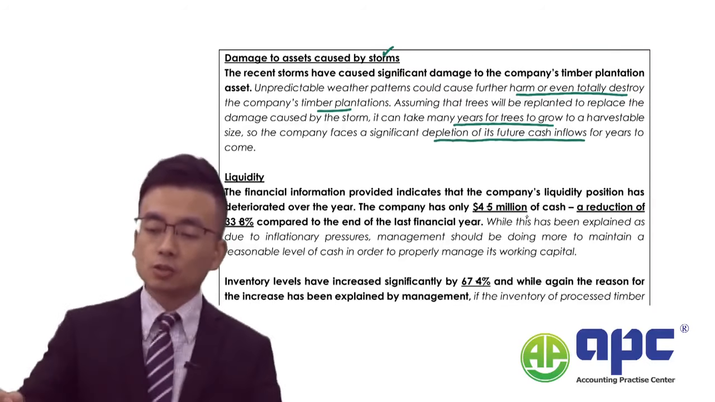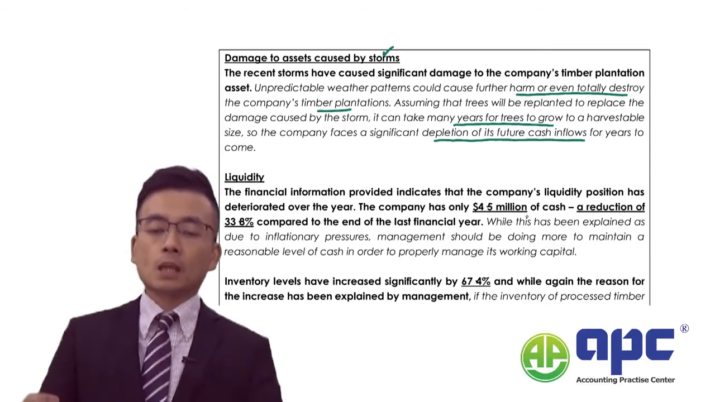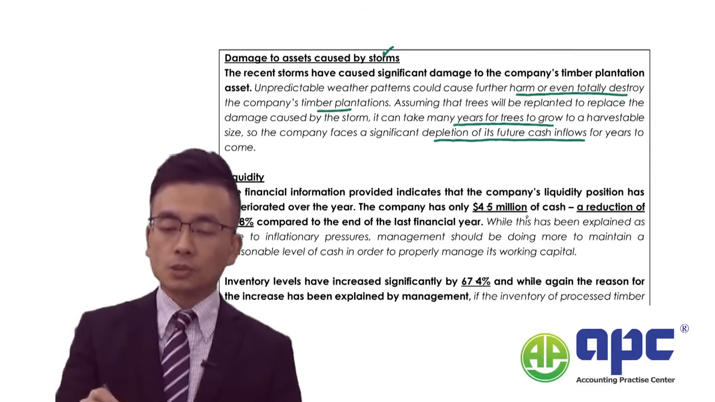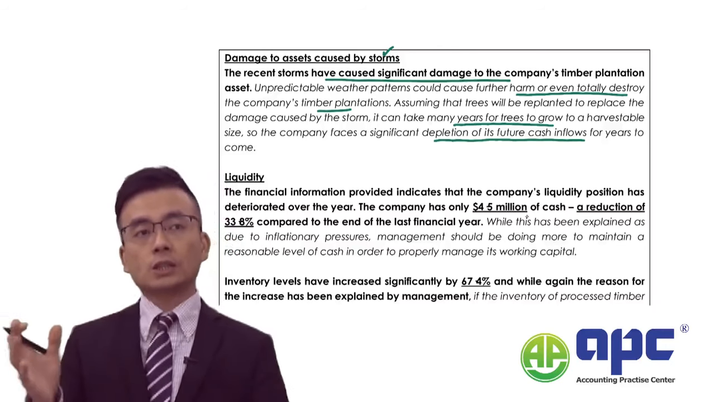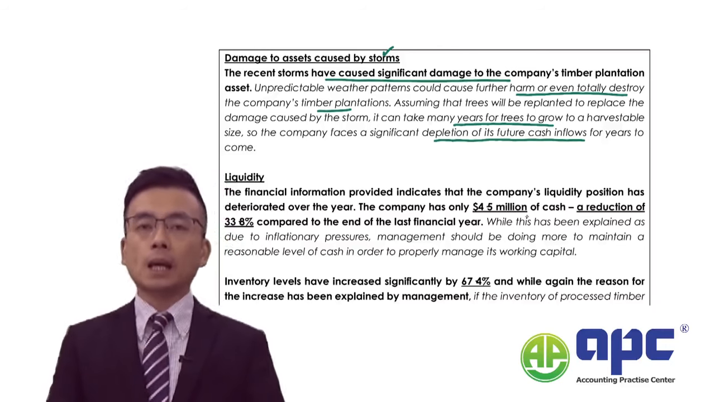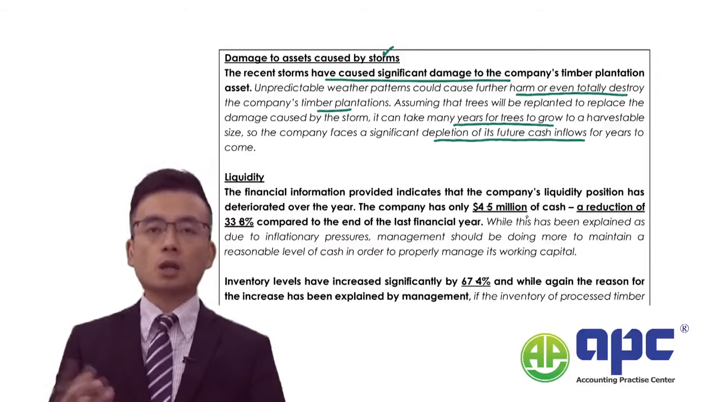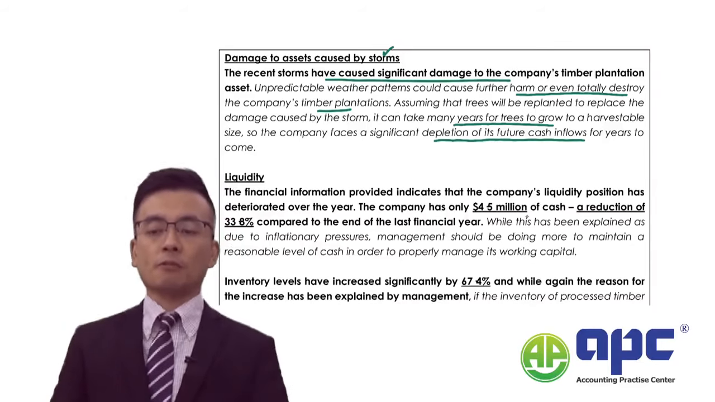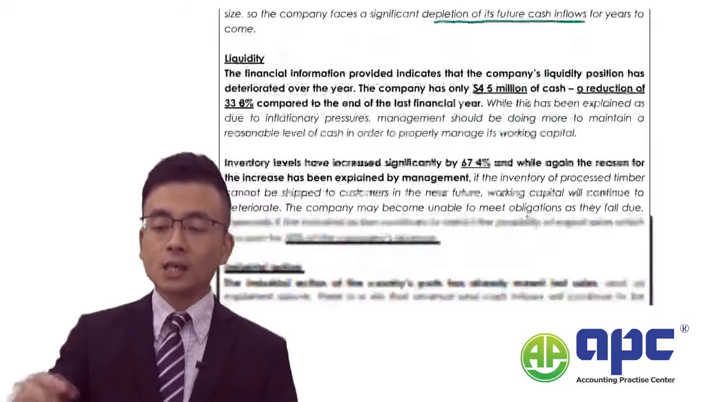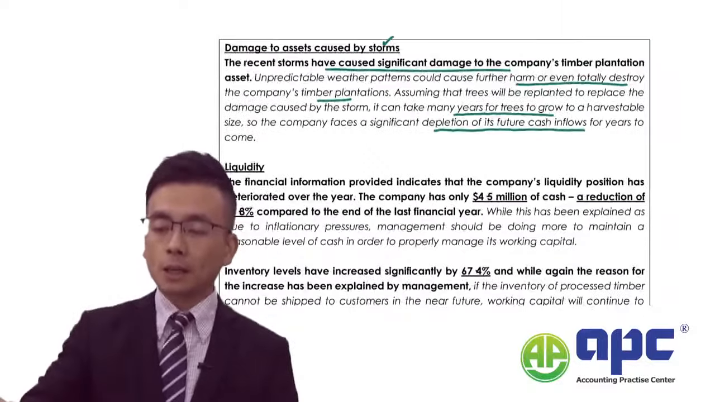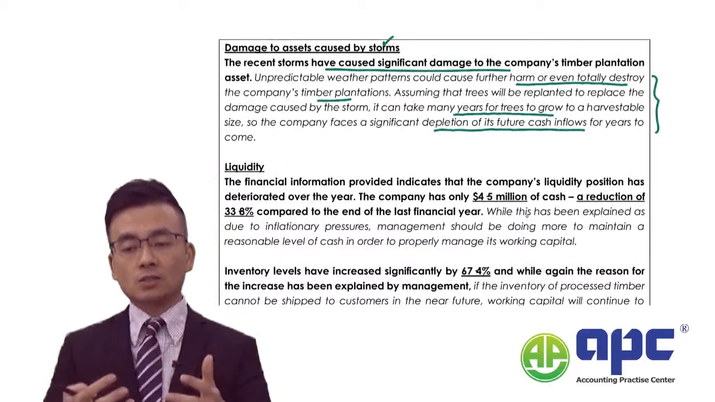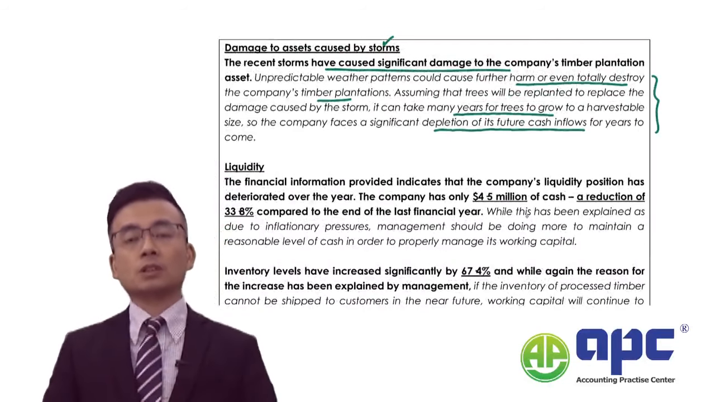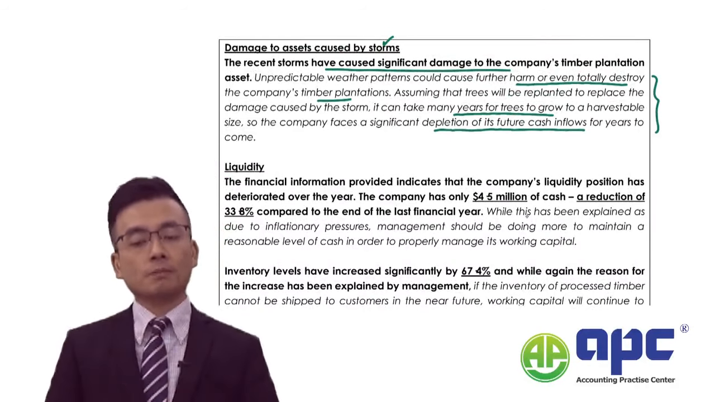So make sure that if you simply say that the recent storms damaged our trees and therefore potential costs incurred, the examiner may award you one mark as a maximum, sometimes 0.5 marks, because you haven't added any details in that. So make sure there are details in that, because trees take years to grow and there'll be a reduction in future inflows and so on. Very important there.